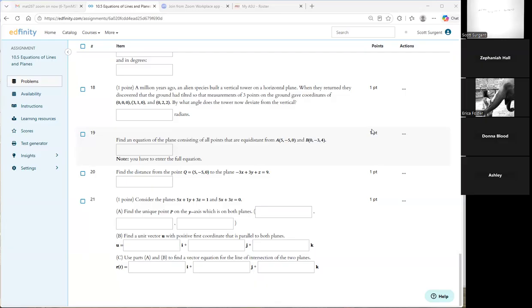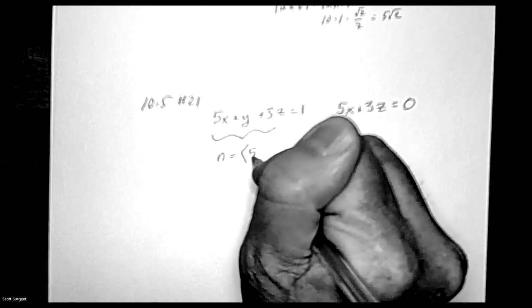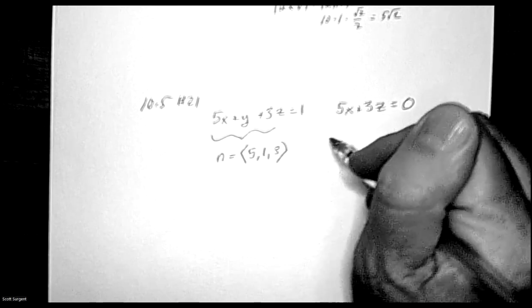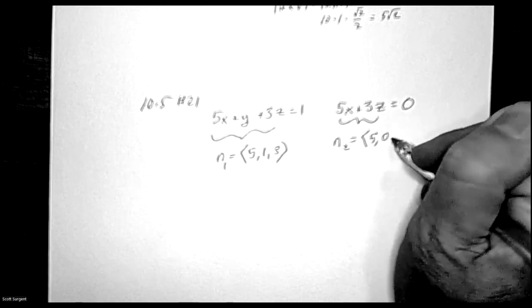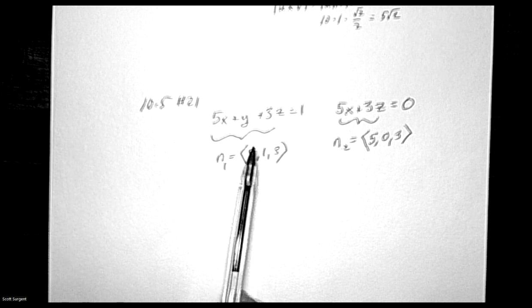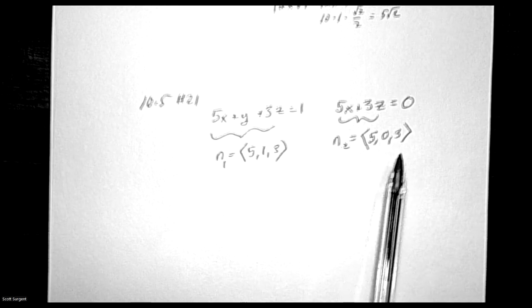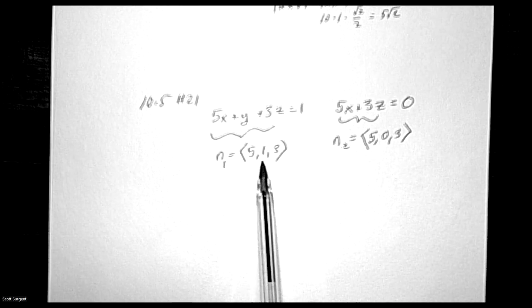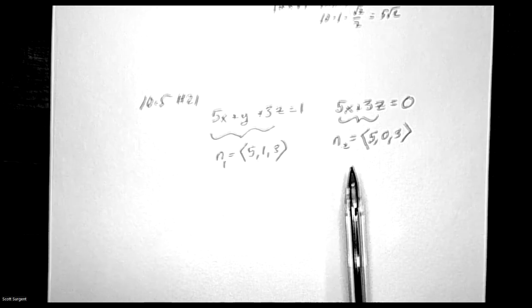Because from the first plane, I'm going to temporarily unshare. From the first plane, we've got a normal vector 5, 1, 3, and from the second plane, we'll call it n1. From the second plane, we've got a normal vector 5, 0, 3. These two vectors stick out of the planes orthogonal to their respective planes. That means that a vector that's orthogonal to both of these vectors will actually be parallel to the plane. Does that make sense? It's kind of like orthogonal to orthogonal.